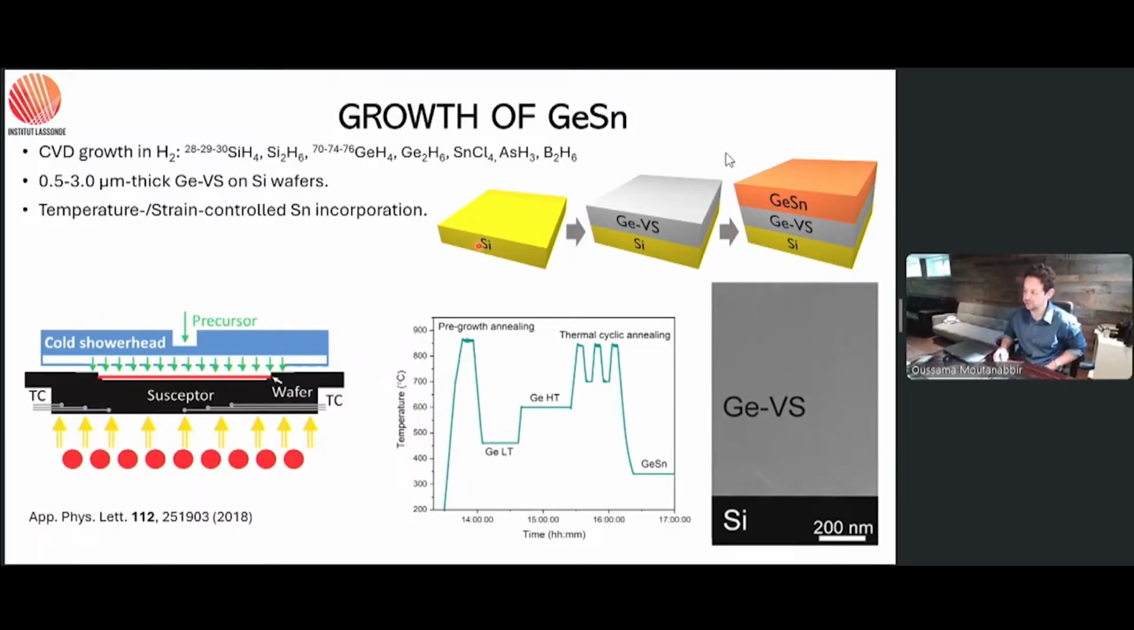We start with a silicon wafer, we grow a germanium virtual substrate. The key here is to go through two-step growth, a low temperature germanium layer, a high temperature germanium layer, and a thermal cyclic annealing to relax the strain. Typically, the dislocation density in this layer is in the 10^7 range if you have a very good material. After that, we lower the temperature, we supply tin precursor, and we grow. The best way to control the tin composition is just the substrate temperature.